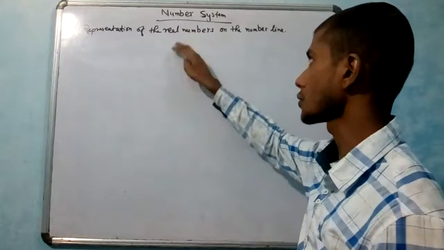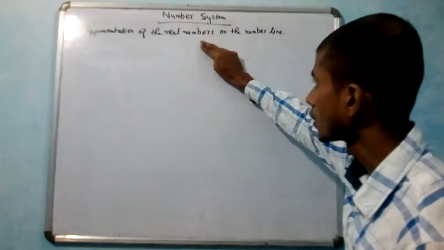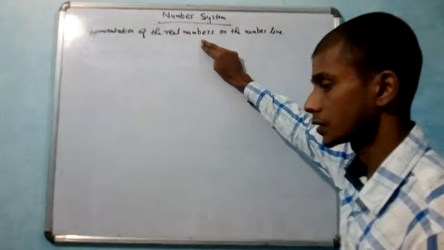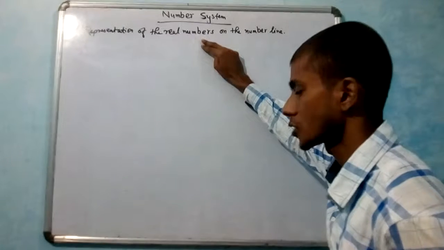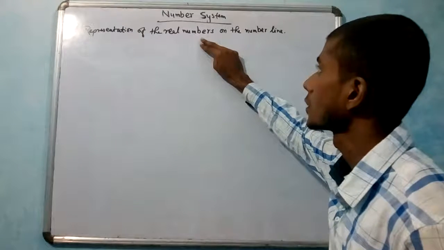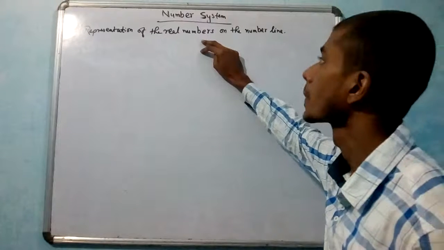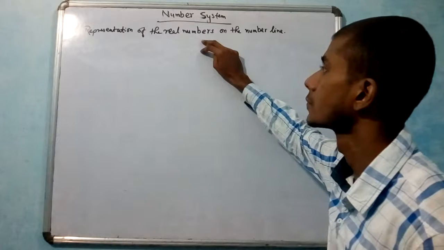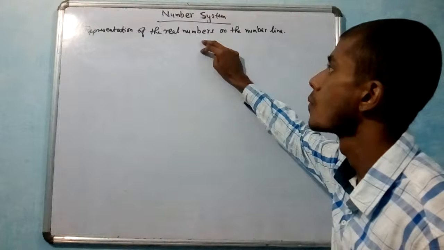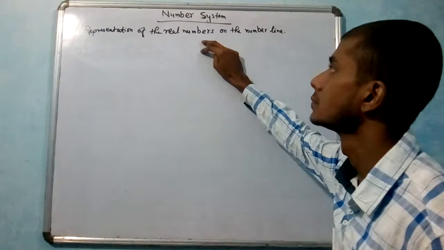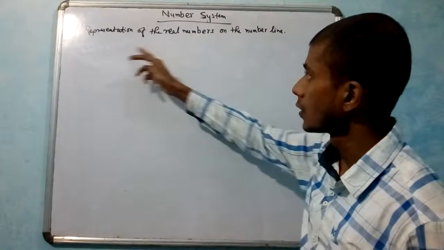The two broad classification of the real numbers. Real numbers are made up of which two numbers? Real numbers constitute which two numbers? Last class we had seen the graph. I gave you the chart.